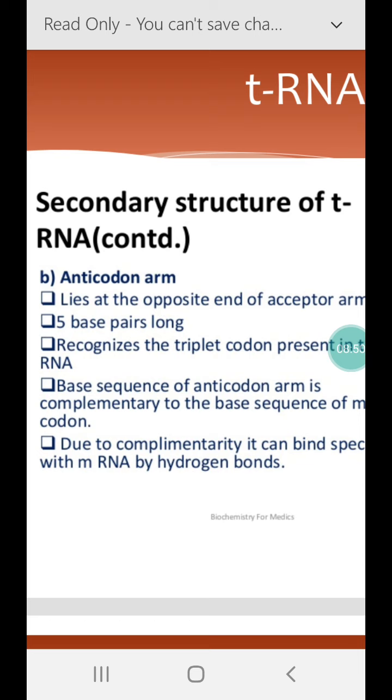Now next is the anticodon arm. It lies at the opposite end of the acceptor arm, and it has 5 base pairs. It recognizes the triplet codon present in the mRNA. The base sequence of the anticodon arm is complementary to the base sequence of the mRNA codon. And due to complementarity, it can bind specifically with mRNA by hydrogen bonds.